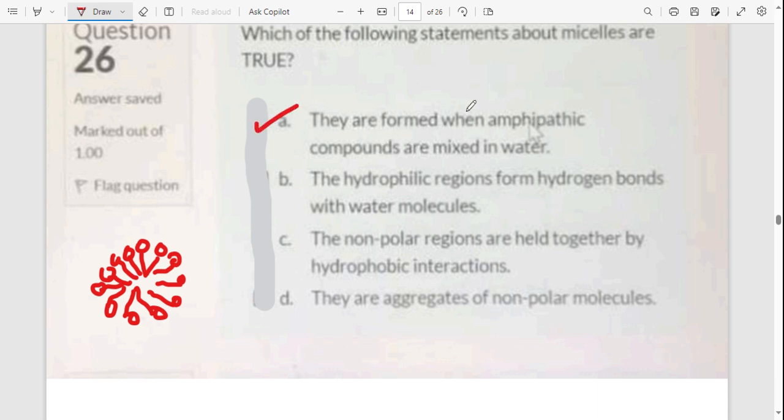This is true. Amphipathic compounds are compounds that are both hydrophobic and hydrophilic. The hydrophilic regions form hydrogen bonds with water. That's true. The heads are hydrophilic, so they form hydrogen bonds with water here. The non-polar regions are held together by hydrophobic interaction. This is also true. The inside is non-polar, so it is joined by hydrophobic interactions. They are aggregates of non-polar molecules. This is also true. Micelles are formed as an aggregation of non-polar molecules, as you can see there.